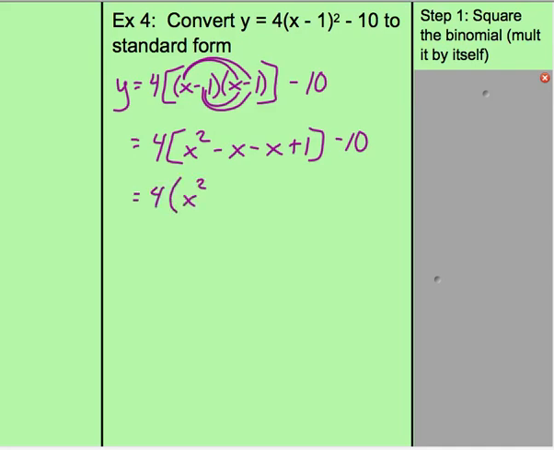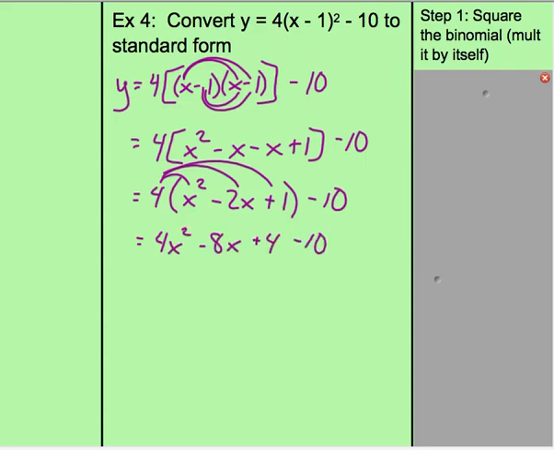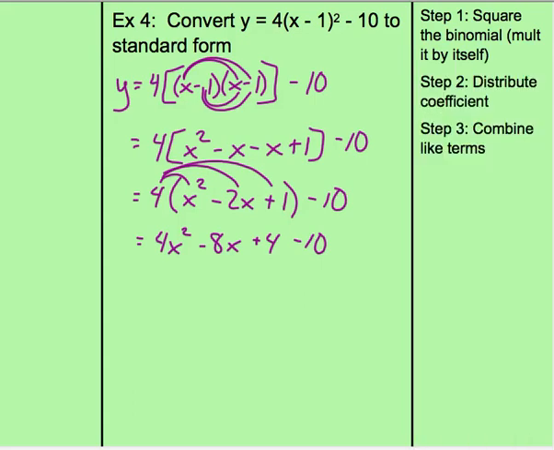So we've got negative x minus x, which is negative 2x. Distributing that 4 only to the terms in my parentheses, I get 4x squared minus 8x plus 4, and then my minus 10 will be my combining like terms. 4 minus 10 is negative 6. Again, standard form, you have to have your squared term first, then your x term, and finally your constant.